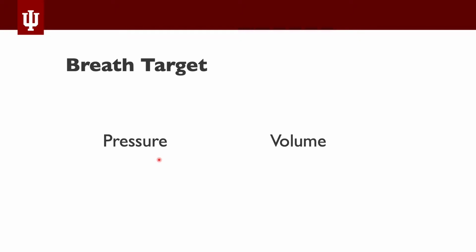First thing that we set when we're thinking about a ventilator is what our target is. We can target either a pressure or a volume. We can say, I want this patient to get 10 centimeters of water worth of pressure or 15 centimeters of water worth of pressure. Or we could say, I want the patient to get 400 milliliters of volume for every single breath. We really don't have a whole lot of choices in terms of targets aside from pressure or volume.